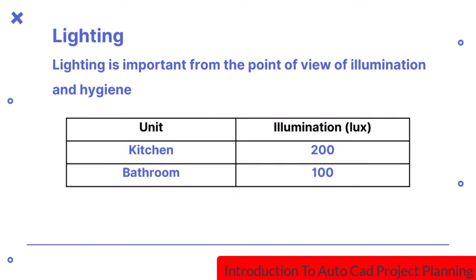In the table, recommended values of illumination for kitchen and bathrooms are mentioned. These values are valid under most of the conditions, whether the illumination is by natural lighting, artificial lighting, or a combination of both. The illumination values are taken from the National Building Code of India, Part 8.